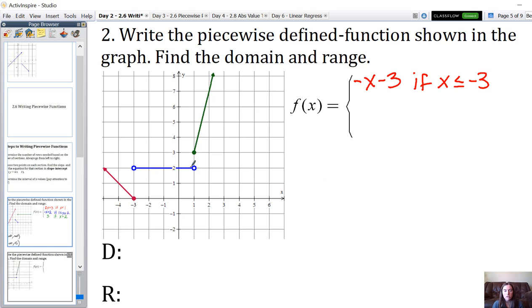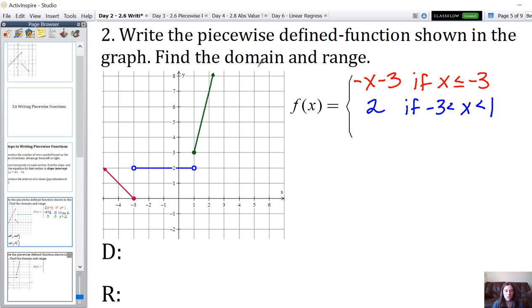The blue section is a horizontal line, so we're just going to have a number. That number is 2. And this is happening for every x value that's in between -3 and 1. It doesn't include -3 or 1. So we're going to put that's if -3 is strictly less than x, which is strictly less than 1.